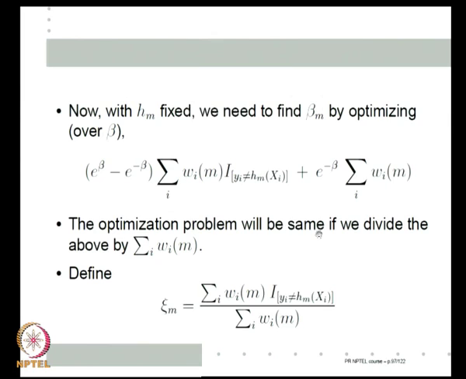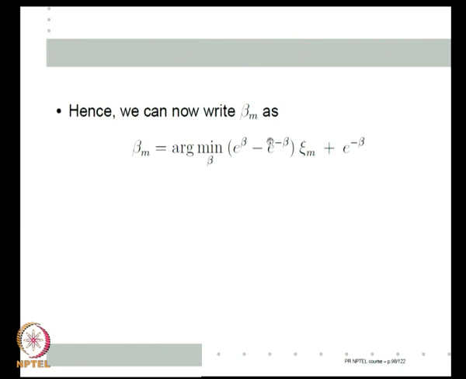Summation over i of w_i^m indicator y not equal to h_m(x_i), whole divided by summation over i of w_i^m. On this term, this will go away, I will get only e power minus beta. So, this factor, which does not depend on beta, we give some name, J_m. So, now what we need to minimize over beta is e power beta minus e power minus beta J_m plus e power minus beta. Minimizing this over beta is what gives me beta m.